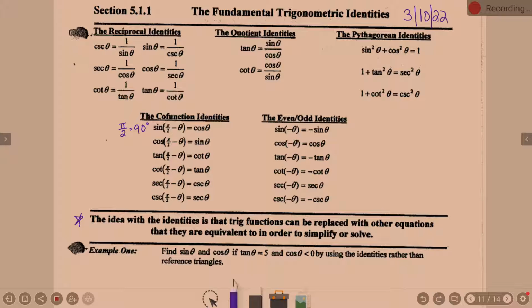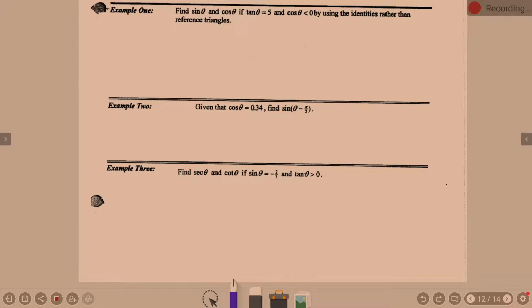Now, let's look at some of these examples down here. You guys still have your identities in front of you. I'll go back and forth from page to page some. But let's look at example 1. Find sine of theta and cosine of theta if tangent of theta is 5 and cosine of theta is less than 0, by using the identities rather than reference triangles. We would have had a problem like this on our last chapter 4 test, where it said, here's the information: tangent's 5, cosine is less than 0, find these other two trig functions.